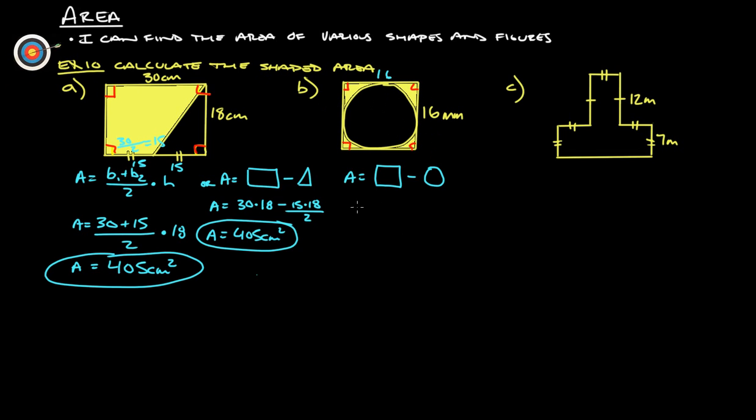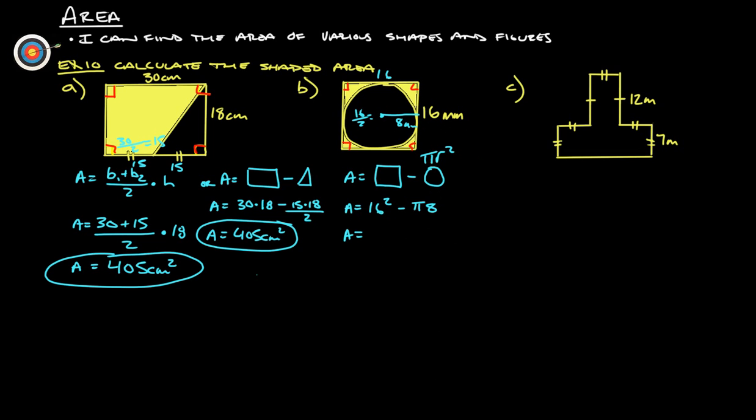So the area of that square is going to be 16 times 16, or 16 squared, minus the area of the circle. And remember, the area of the circle is pi r squared, so minus pi times the radius of this circle, which is from here to there. That's just half of this distance. So 16 divided by 2 gives us 8 millimeters, times 8. We'll put our label on at the end just to save a little room.